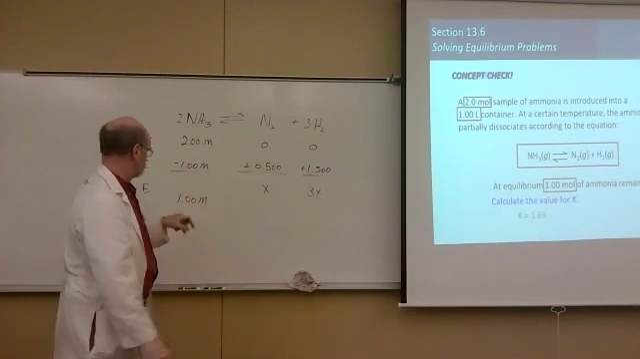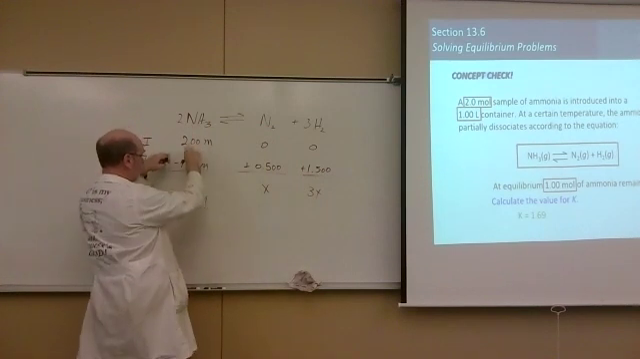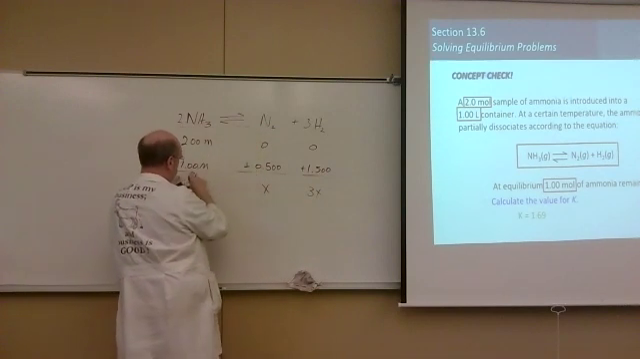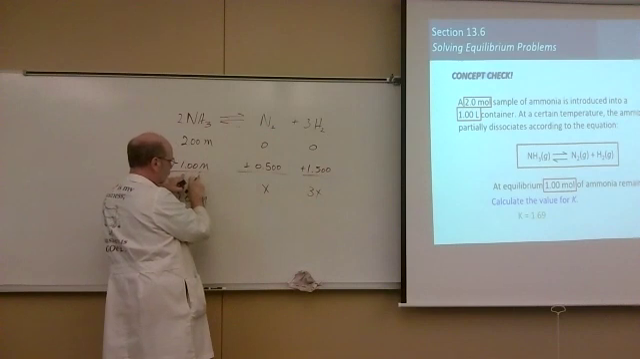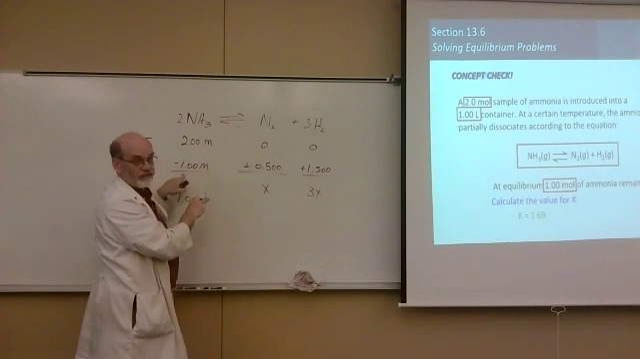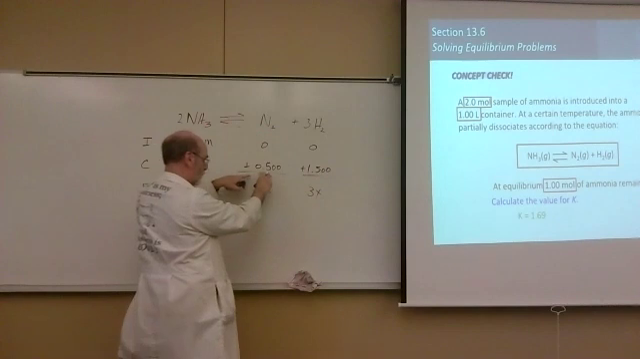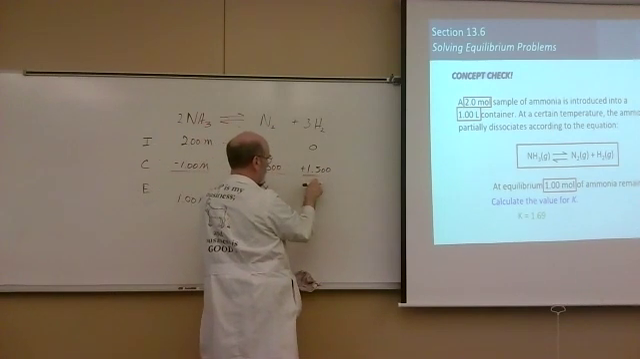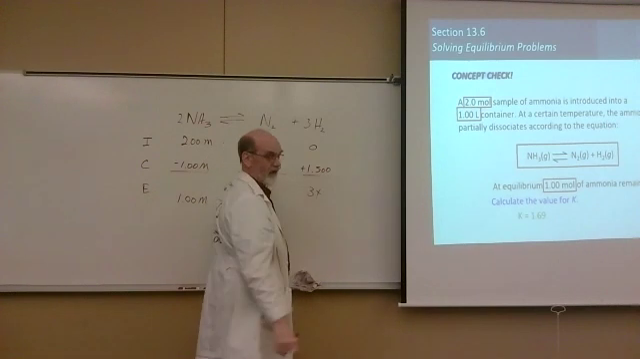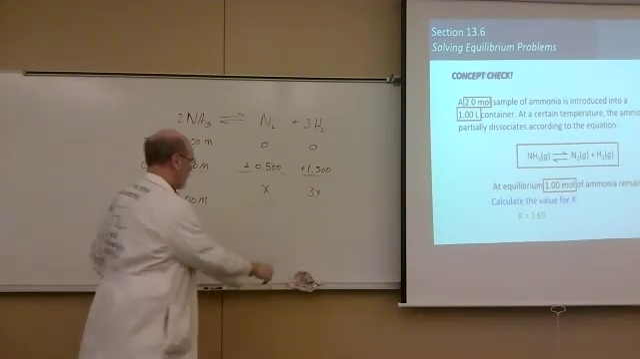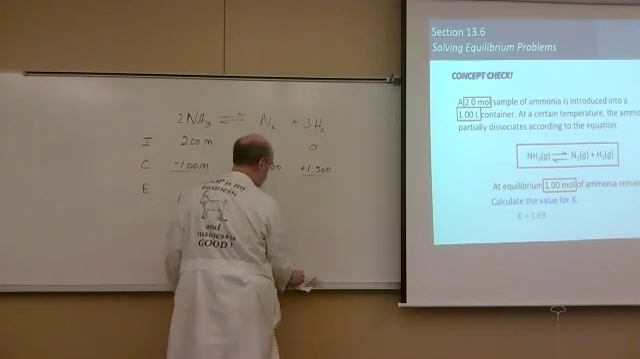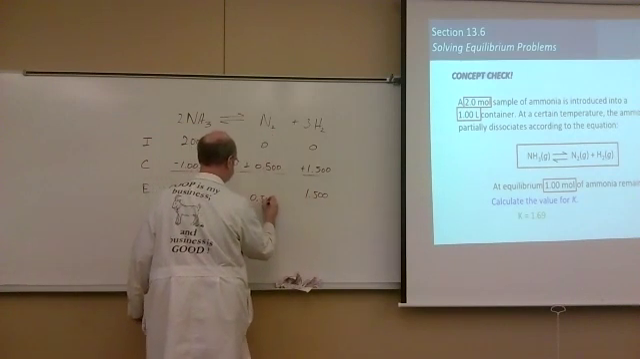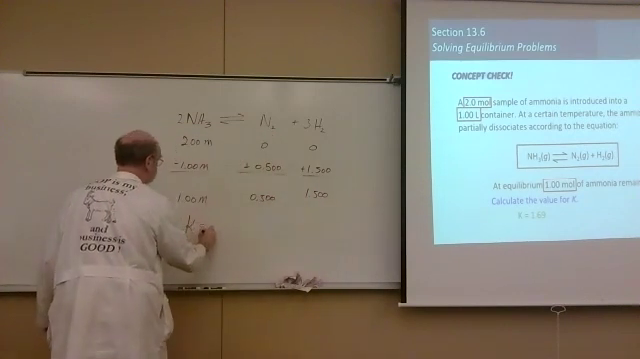Well, how do I know that? Well, if this is what we lost from here, it's going to show up over here. The ratio is 2 to 1. So if this represents 2, then 1 is represented by 0.5. And for every 1 of these that shows up, 3 of these show up. So 3 times that is 1.5. Okay, now we can tell what our equilibrium concentrations are, and then we can calculate K.